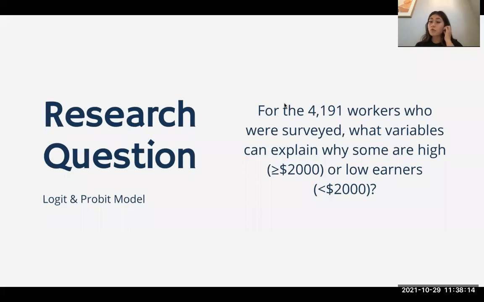With that, the overall research question is, for the 4,191 workers who were surveyed, what variables can explain why some are high or low earners? Thus, a high earner constitutes someone whose weekly average earnings are greater than or equal to $2,000, whereas a low earner constitutes someone whose weekly average earnings are less than $2,000.